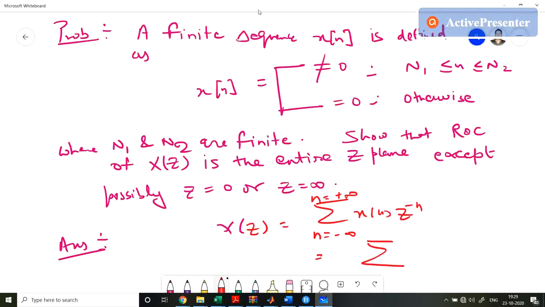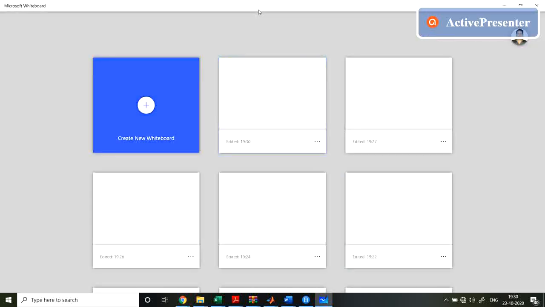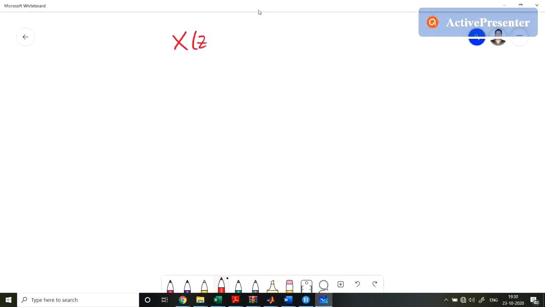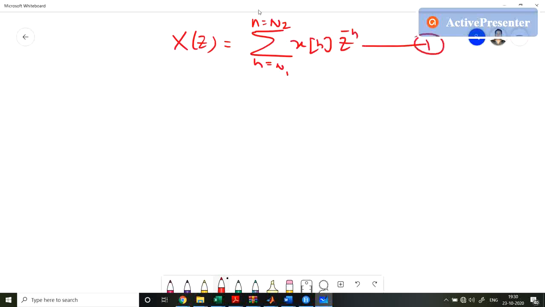And since it is between the range N1 and N2, it is only present there. So between N1 and N2 we have x[n], and for all other values it is 0. So X(z) is the summation from n equals N1 to n equals N2 of x[n] z raised to the power minus n. Now we can analyze this expression.